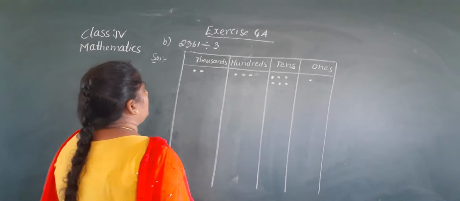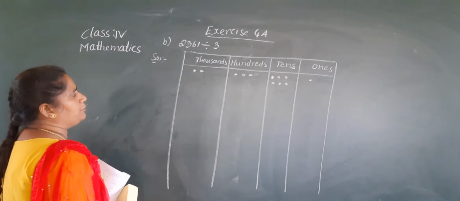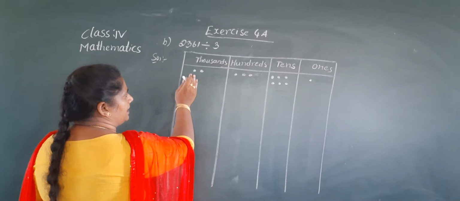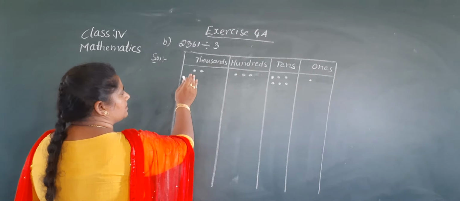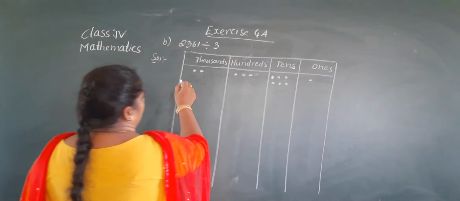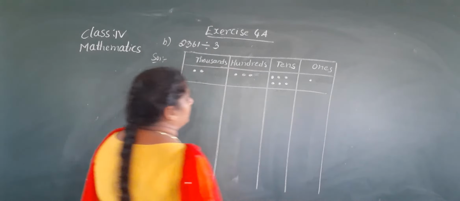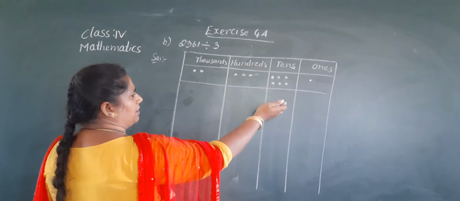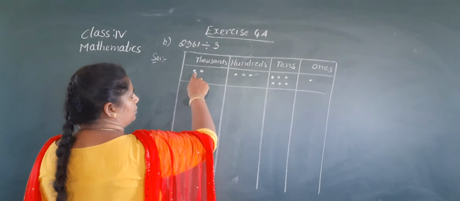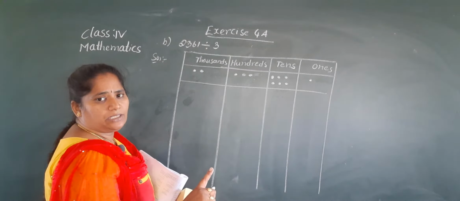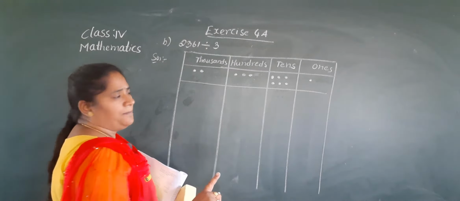So now first we make the groups of 3 here. But here there are only 2, so we cannot make these 2 dots into a group of 3. So to convert this 2000 to hundreds, 1000 is equal to 10 hundreds. So convert these 2000s into hundreds. 2000 is equal to 20 hundreds. Isn't it? So 2000 means 20 hundreds.